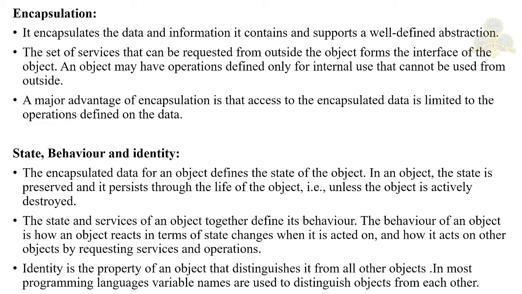The last one is identity. Each object should be uniquely identifiable, so you can distinguish one object from another. That is the identity. For example, the fridge cannot become a TV or the other way around, right? The identity uniquely distinguishes the objects.